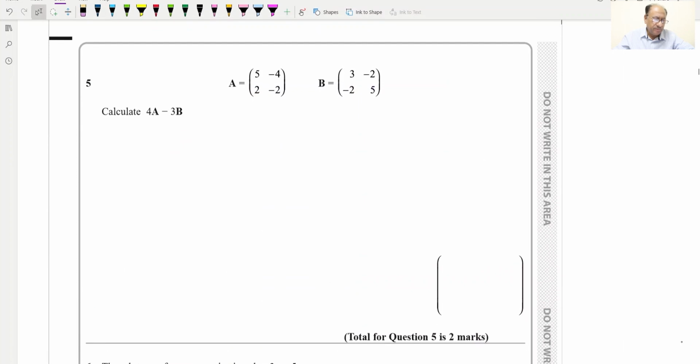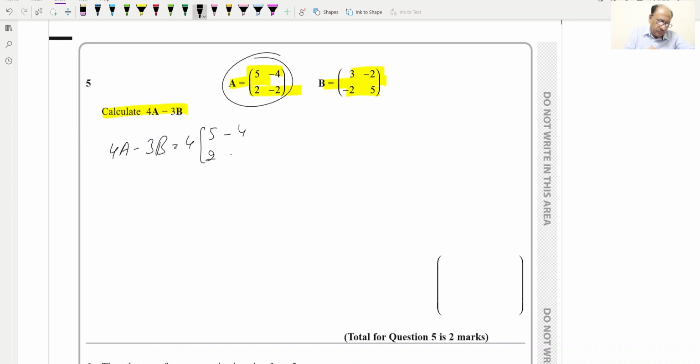Hopefully you understood this. Now a matrices question. A and B matrices are provided, this one and this one, and what we have to do is calculate 4A minus 3B. 4A minus 3B will be equal to 4 into A, so that will be 4 into (5, 2, minus 4, minus 2), and minus 3 into B, which is (3, minus 2, and 5).